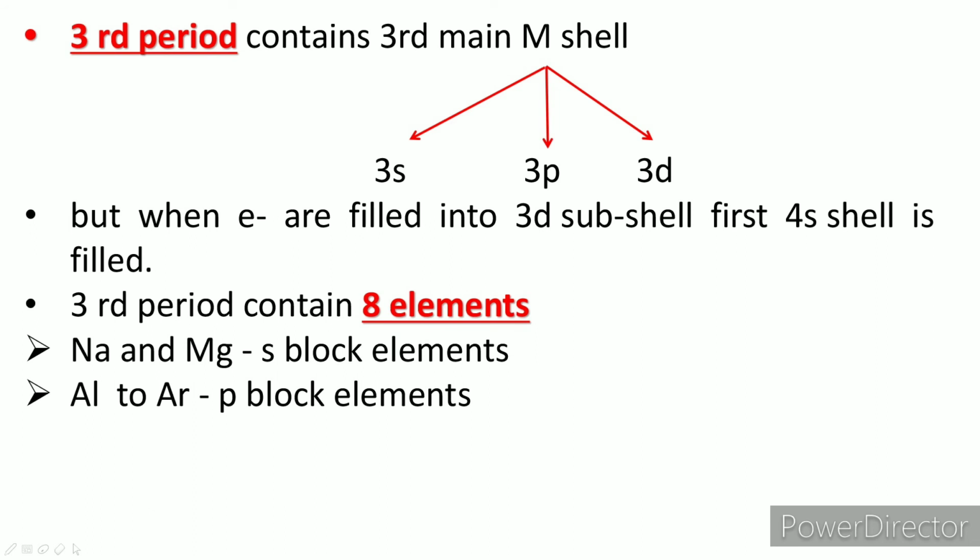The third period starts with the third main shell M. It has 3 subshells, namely 3s, 3p, and 3d. But while electrons are being filled into the shell, 3d gets electrons only after 4s is filled. In the third period, 8 elements are present. Sodium and magnesium are s block elements. Aluminium to argon are p block elements.